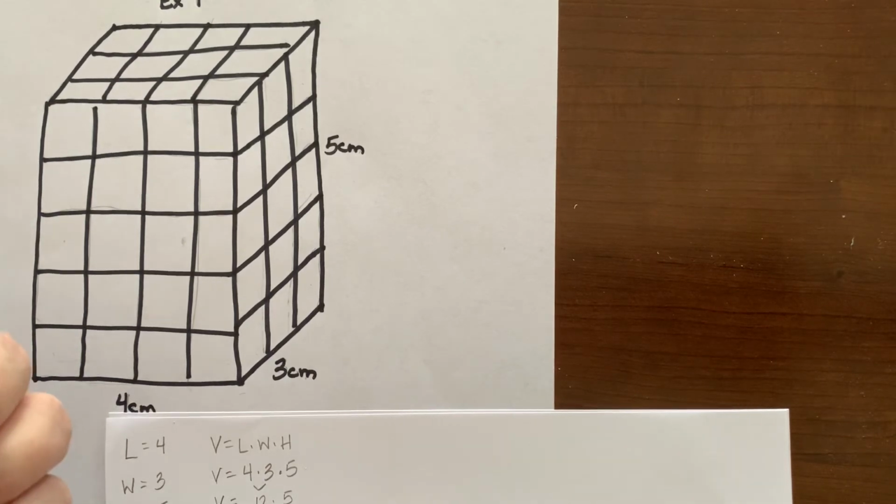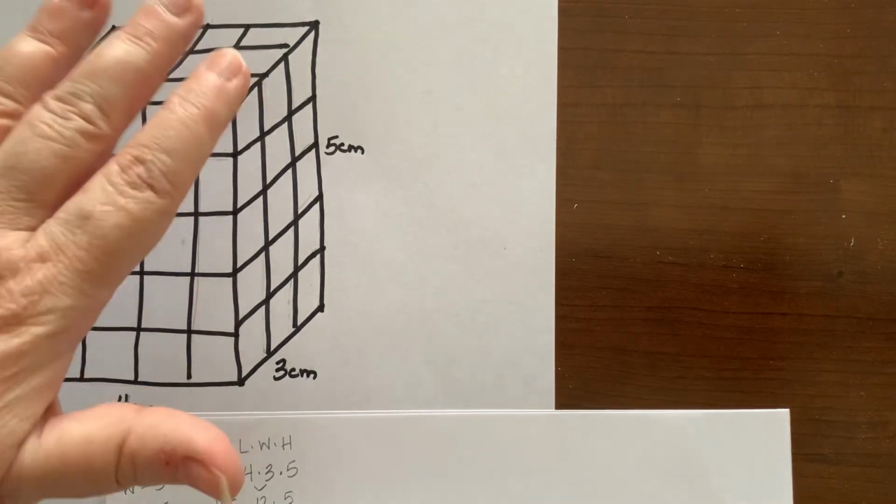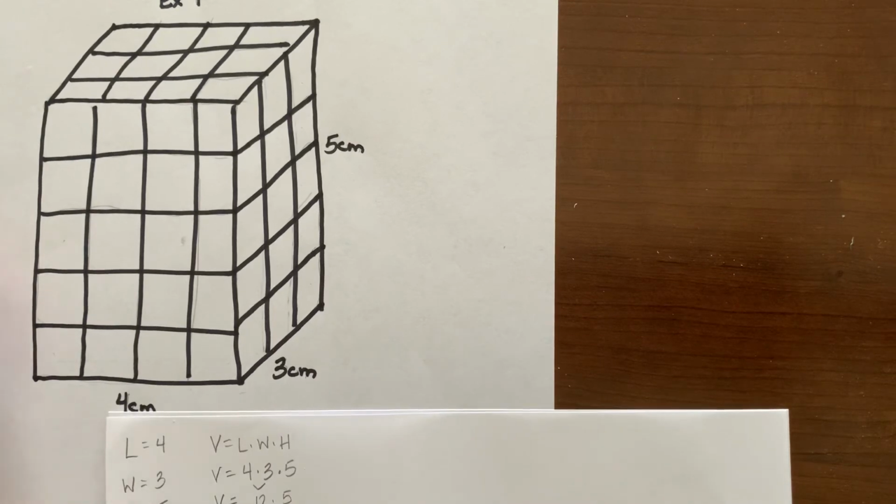You've seen those in the classroom before. They're little cubes. They're the same size on each side. It would take that many to fill up this whole container, and that would be the volume of it.